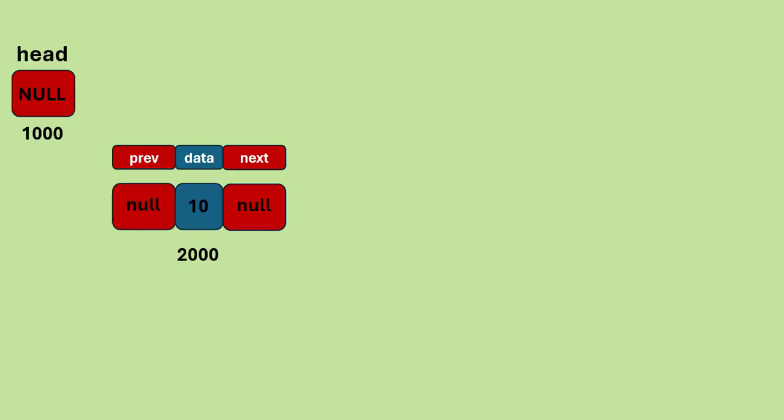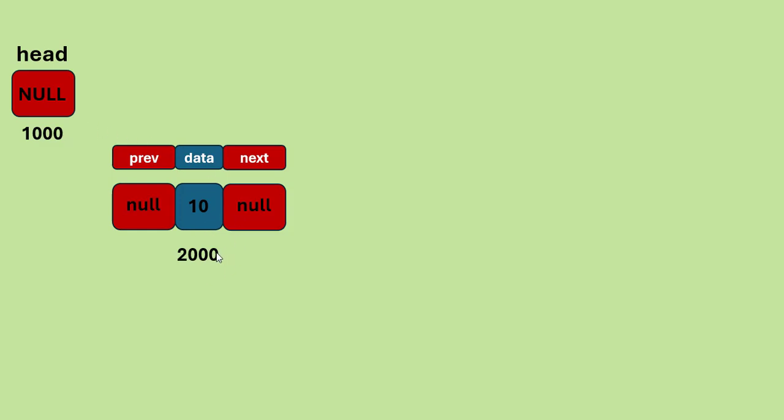Now I want to insert this element at the end of a linked list. So I have to check a condition: if head is equal to null, it states that my linked list is empty. If it is empty, the node which I have created is my first node. So I'll take the new node address and store it in the head.